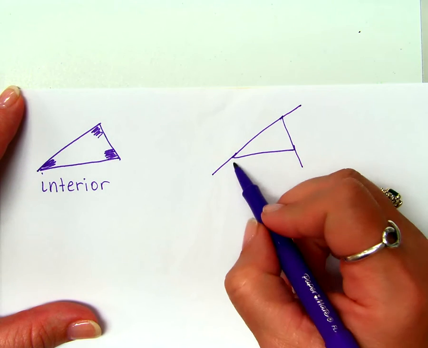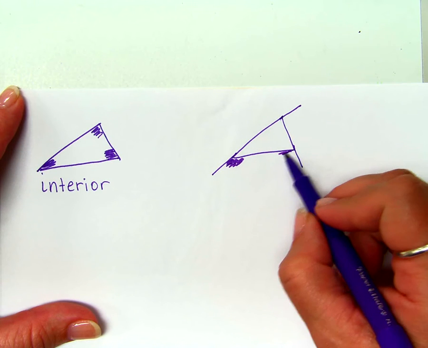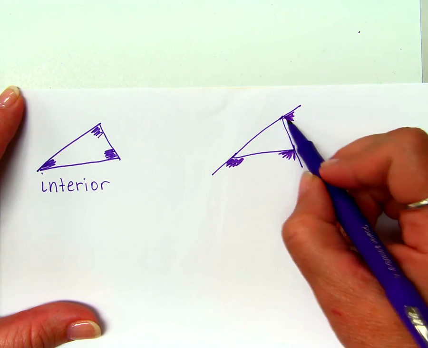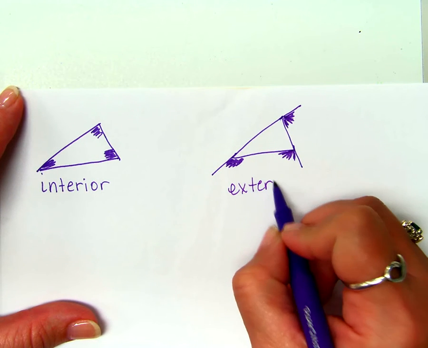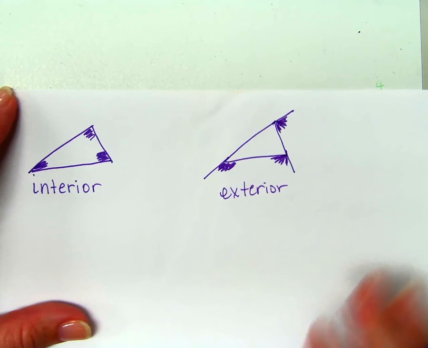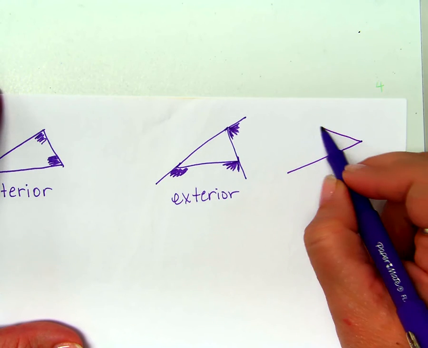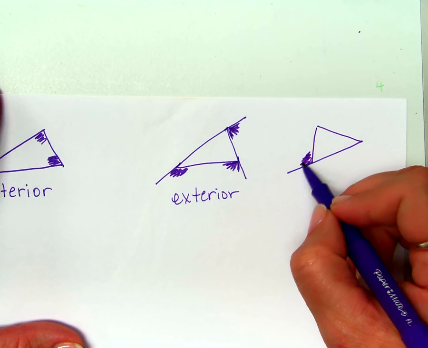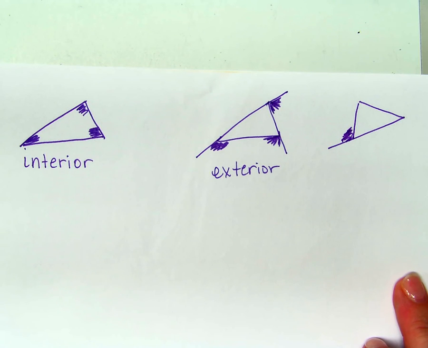What if I'm talking about this angle right here, and this angle right here, and this angle right here? What kind of angles are those? Exterior angles. Another kind of exterior angle might look like this, and it might be us talking about that one right there. I know you're jealous of my drawings. Just try to do your best.